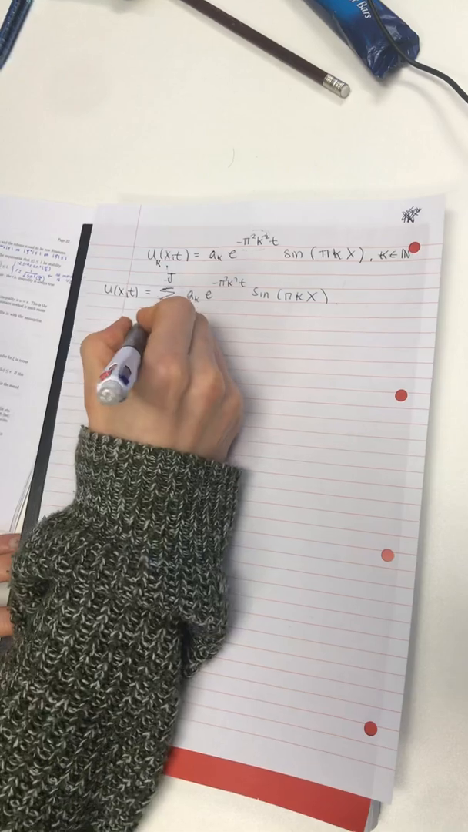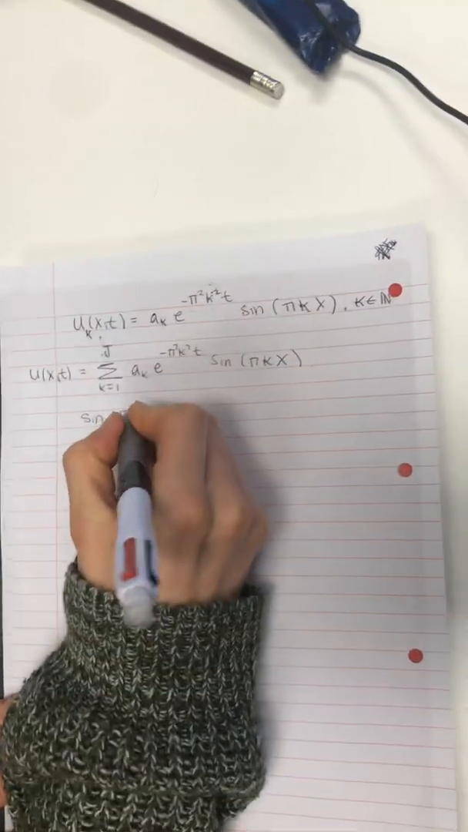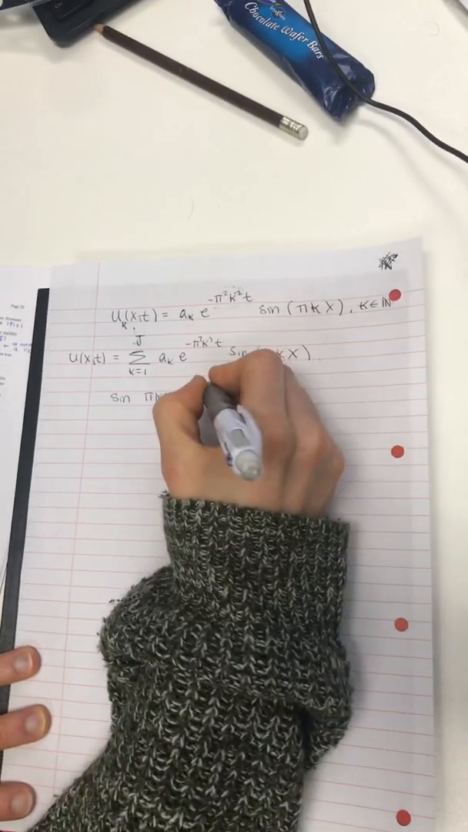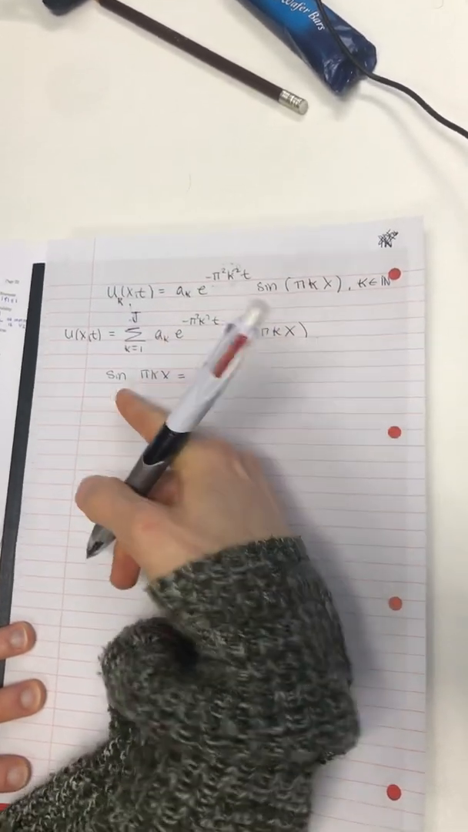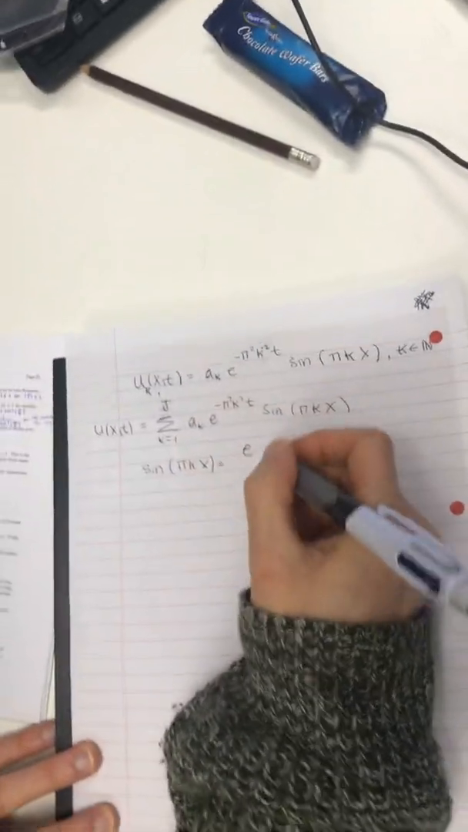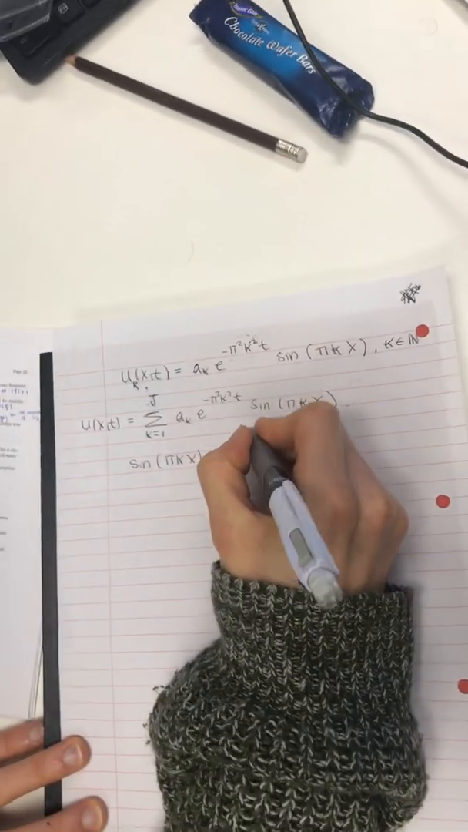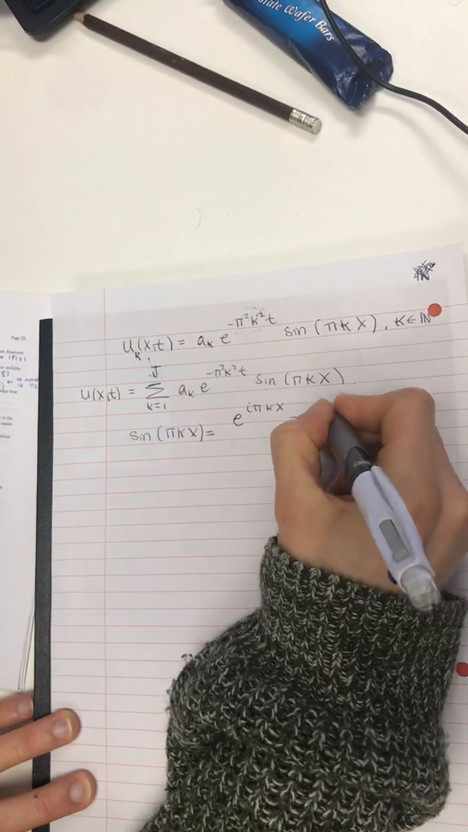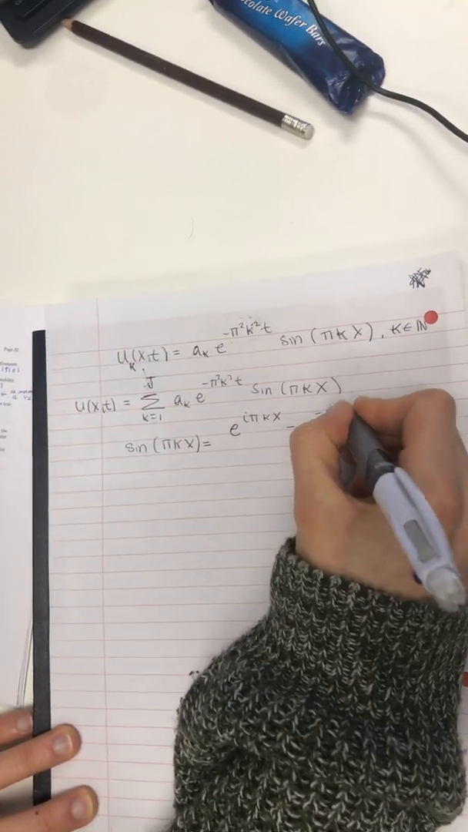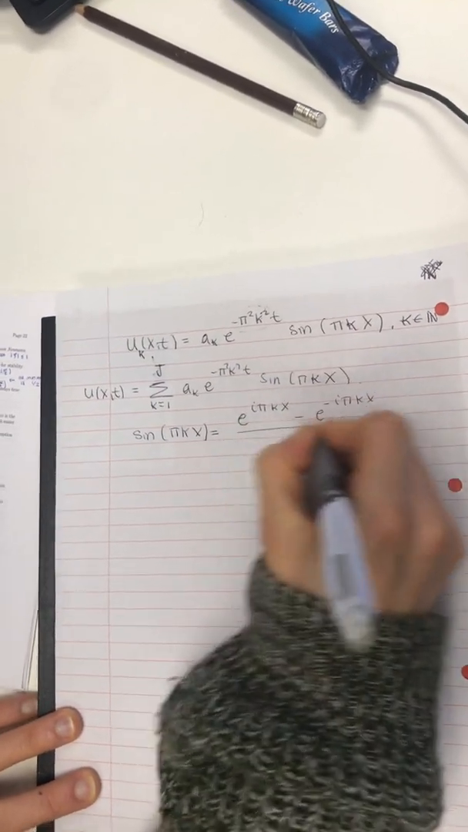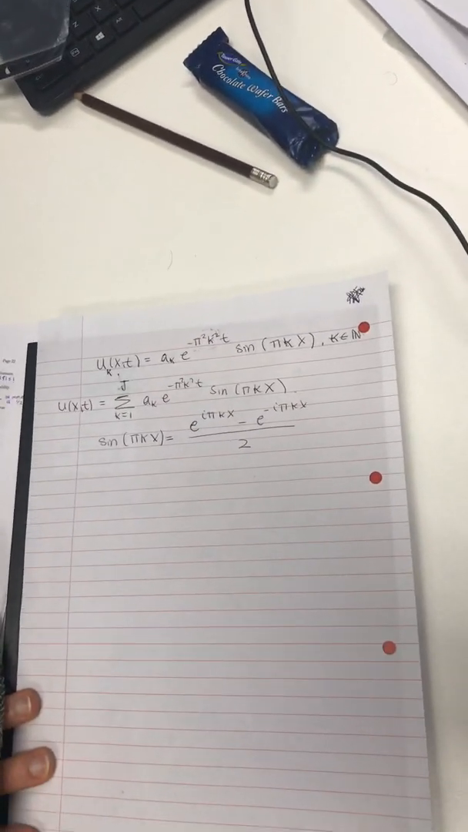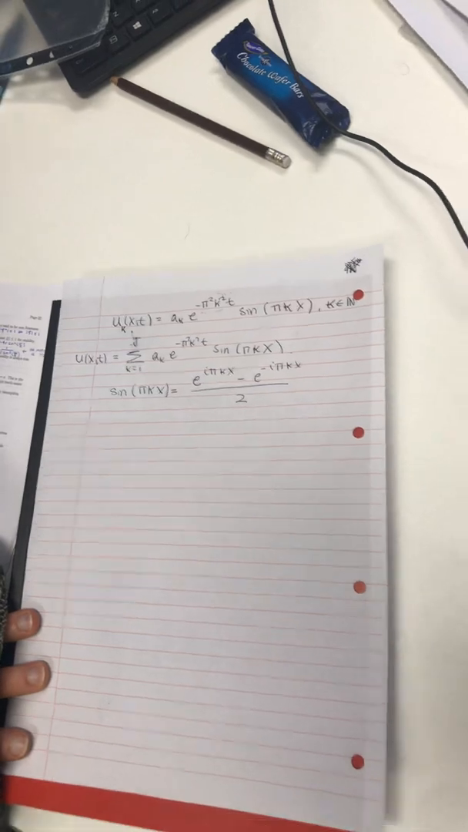Just notice that the sine of pi kx, you can write the sine in terms of the exponential: e to the I pi kx minus e to the minus I pi kx, divided by 2i. You can write it like this.